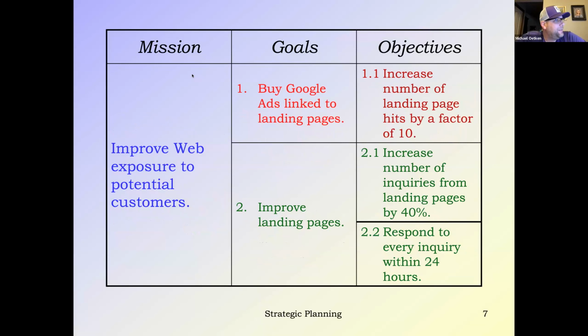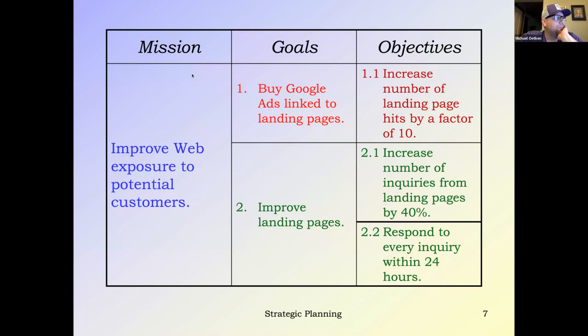So another one. The mission might be to improve web exposure to potential customers. Okay, so that could be the mission of some kind of a website, web company. One goal: Google Ads, linking to different landing pages. Okay, an objective for that goal: increase the number of landing page hits by 10. Okay, so again, they can measure that through analytics.